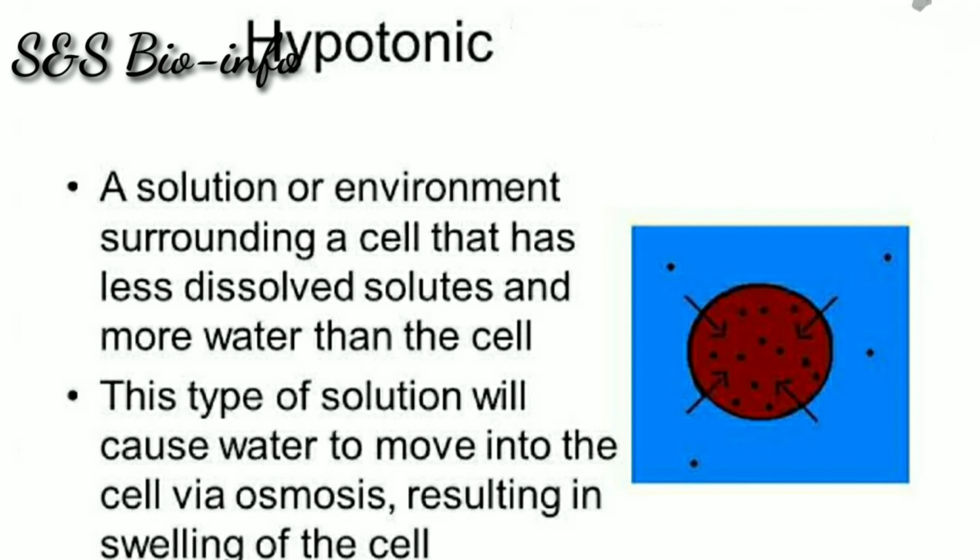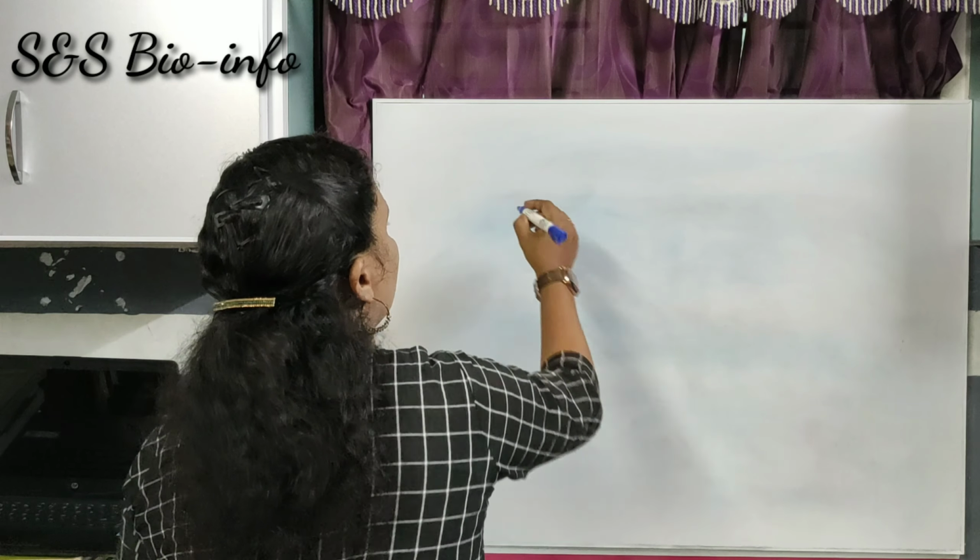Next one is the hypotonic solution. A hypotonic solution is a solution or environment surrounding a cell that has less dissolved solutes and more water than the cell. This type of solution will cause water to move into the cell via osmosis, resulting in swelling of the cell. So, what is a hypotonic solution?